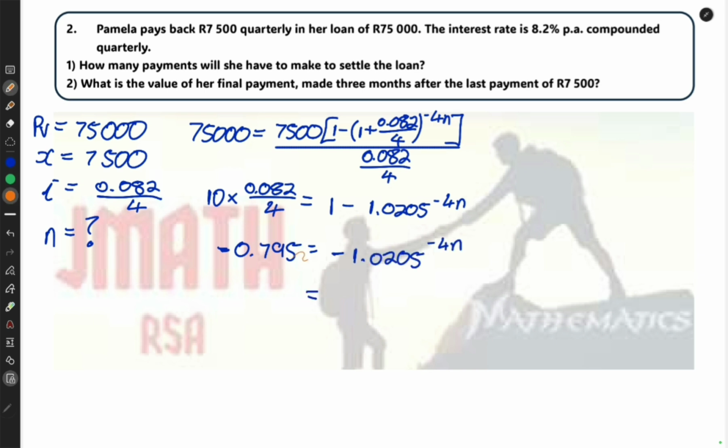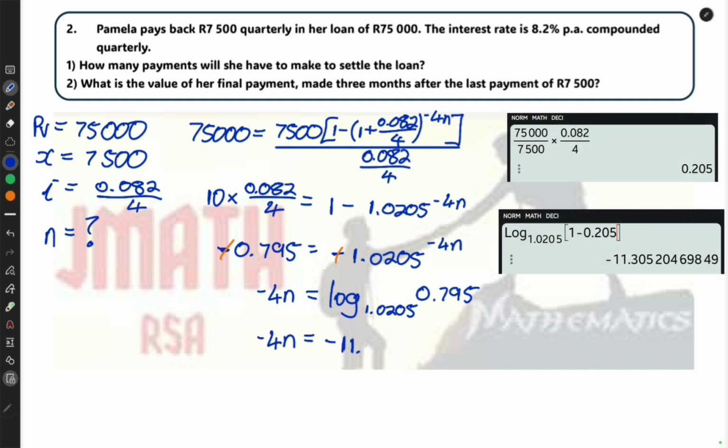The minuses cancel out, and then I can go into log form. So in log form, this would be -4n is equal to log, then the base stays the base, 1.0205, and the others swap around, so like that. And then I can see this log's answer will be -11.305, and then it goes on and on and on.